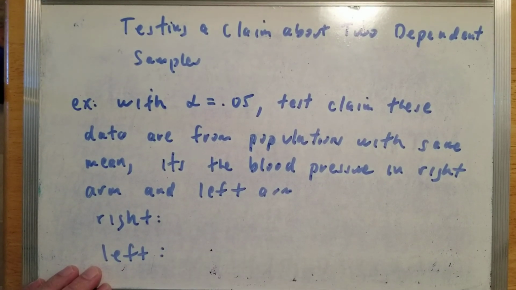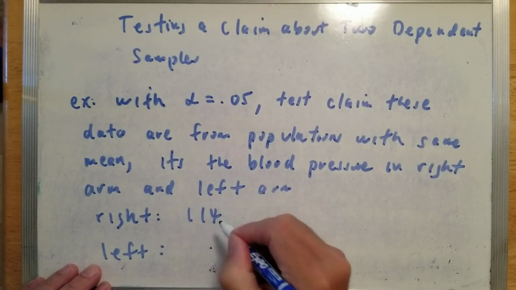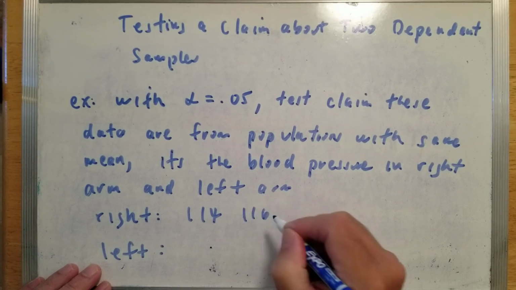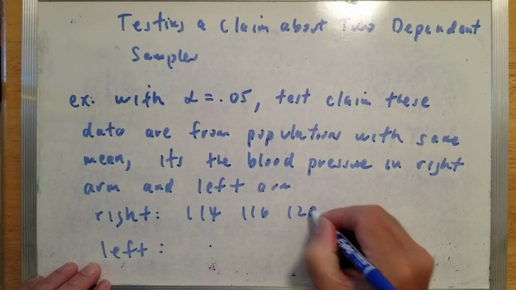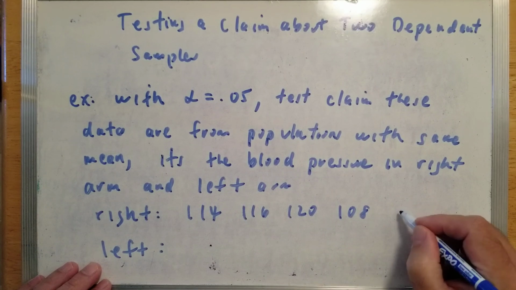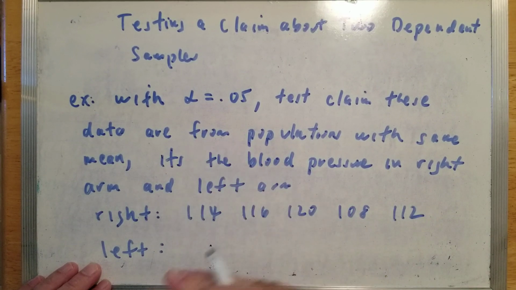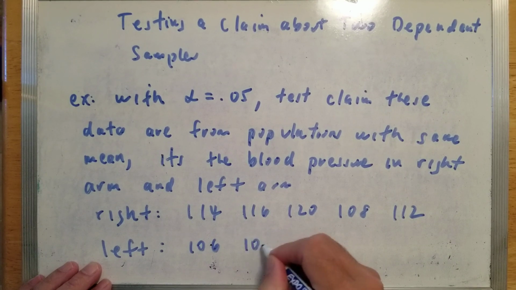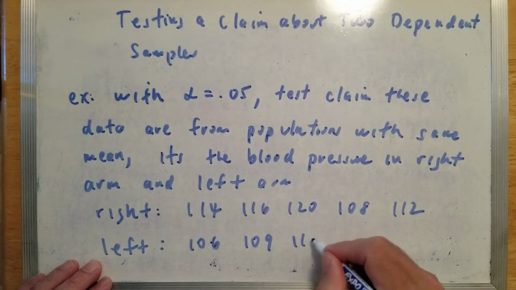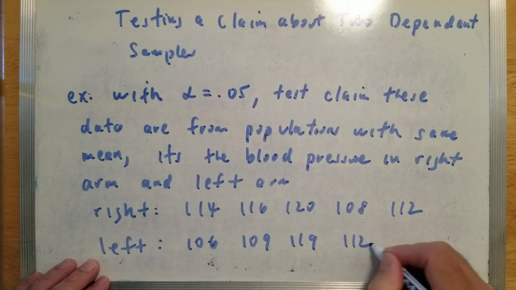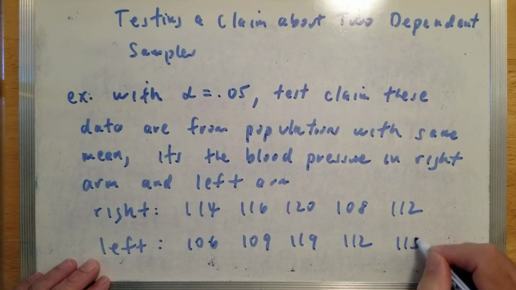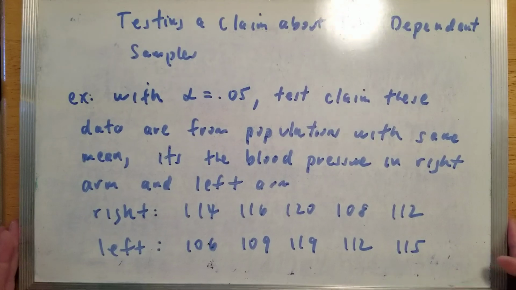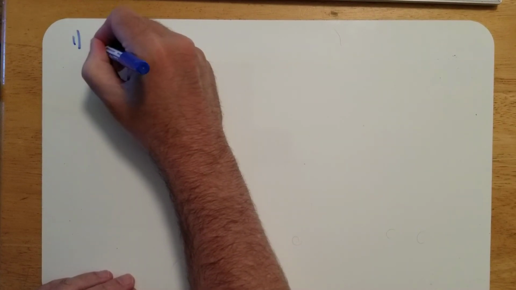So for the right arm, the measure is 114, 116, 120, 108, and 112. And the paired data from the left arm, 106, 109, 119, 112, and 115. These are the data. So like all hypothesis tests, there's three parts. Number one is the setup.